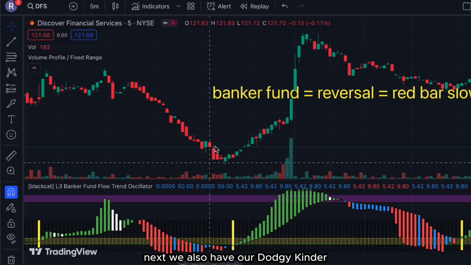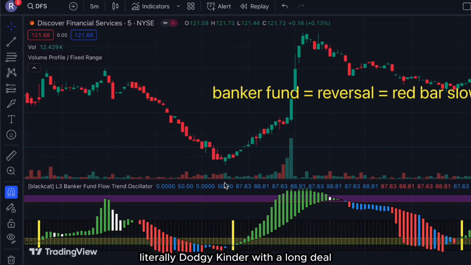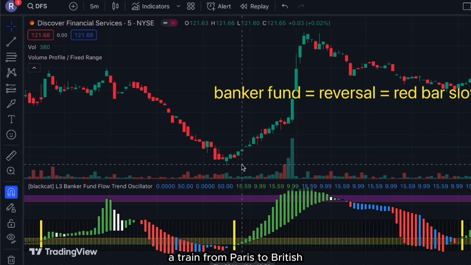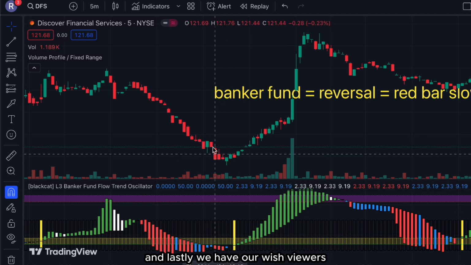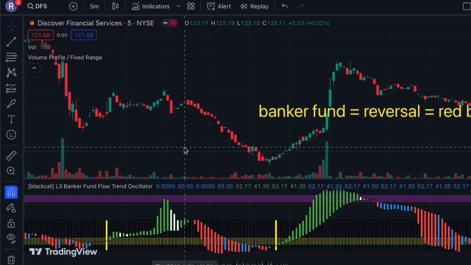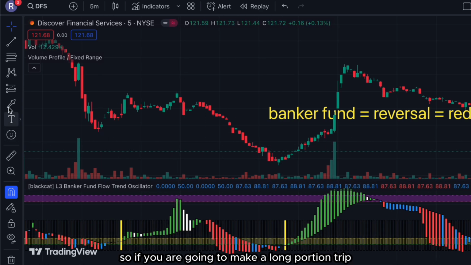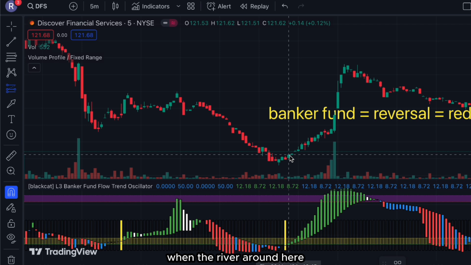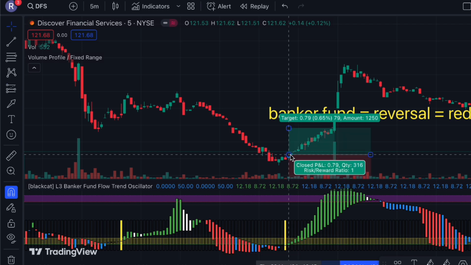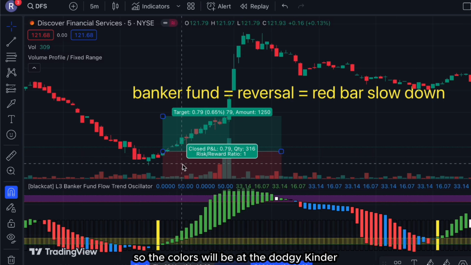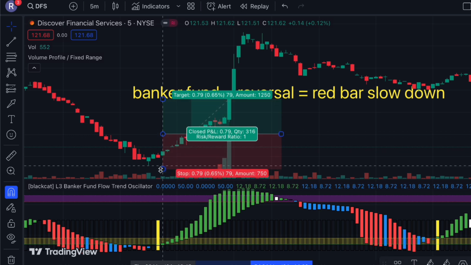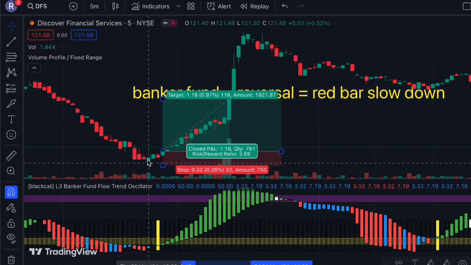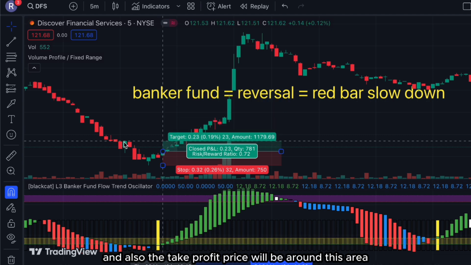Next, we also have our doji candle. The doji candle with a long tail shows a reversal trend from bearish to bullish. And lastly, we have our risk reward. We can plan it out. So if you are going to make a long position trade when the reversal happens around here, the cut loss will be at the doji candle. And also the take profit price will be around this area.